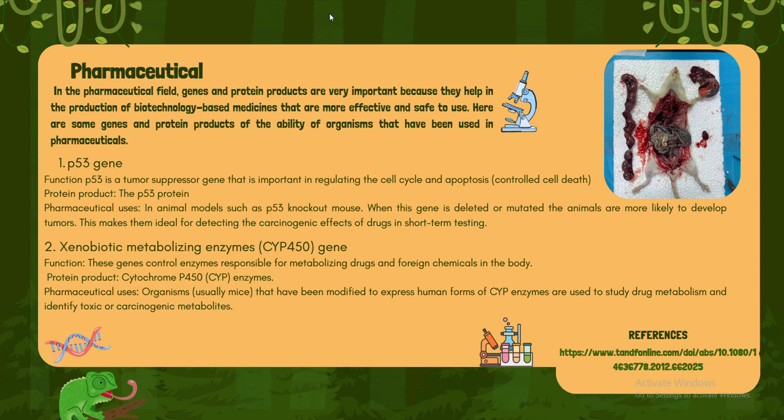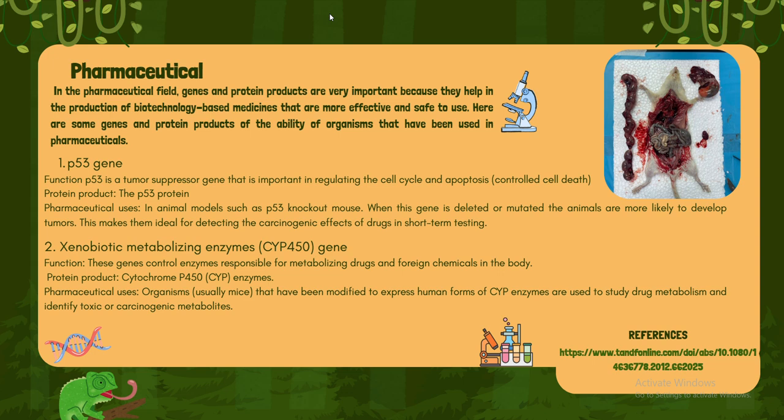I will explain some of the genes and protein products of the organism capability that have been used in pharmaceutical. In the pharmaceutical field, genes and protein products are very important because they help in the production of biotechnology-based medicine that are more effective and safe to use. Here are some genes and protein products of the ability of organisms that have been used in pharmaceutical.